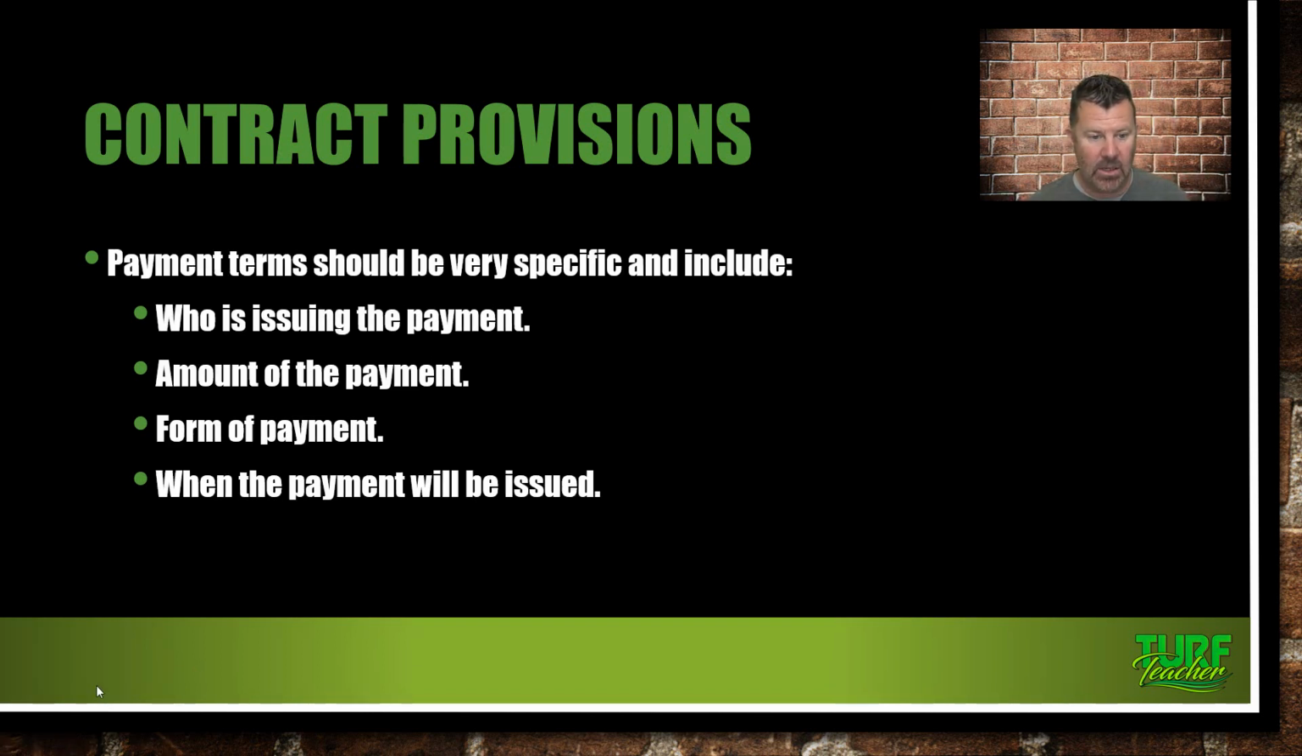Payment terms should be very specific, include who is issuing the payment, the amount of the payment, form of the payment, and when the payment will be issued. So if you're doing a 4-week job, maybe you're going to get paid halfway through. There's going to be a down payment, then there's going to be a progress payment made 2 weeks into the job, and then final payment at the end of the next 2 weeks.